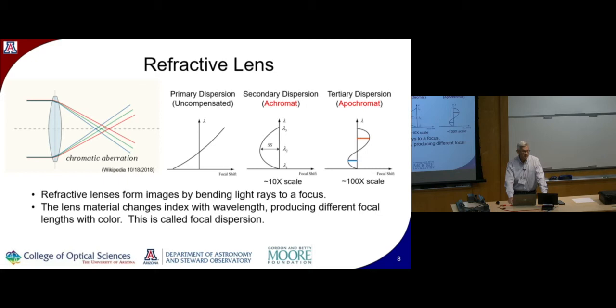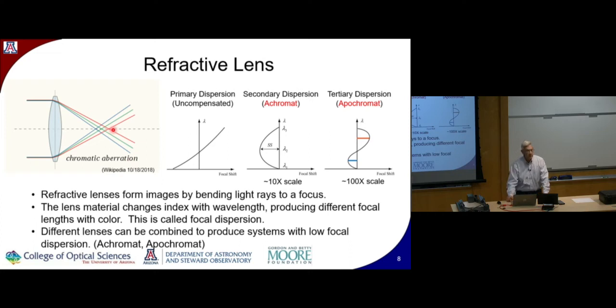Now, the lens material itself changes its refractive index slightly with wavelength, which changes the angle of refraction from Snell's law. And what that does is shown here. It focuses to different focal lengths with different wavelengths. The blue wavelengths focus closer to the lens than the red wavelengths. That's called focal dispersion.